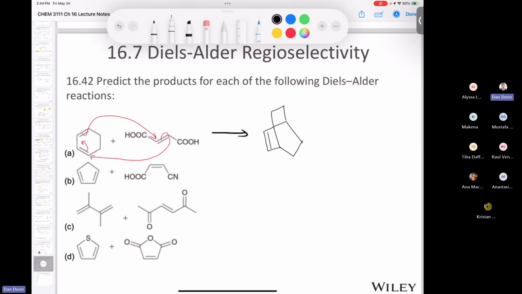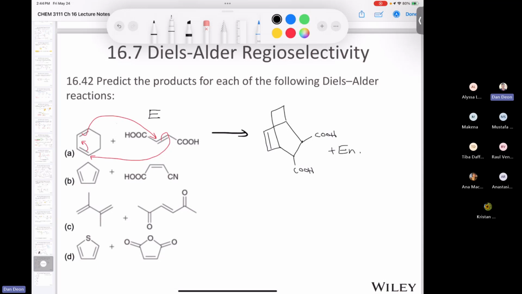Here's the pi bond in the back. But since this is E, you're going to end up with one of those carboxyl groups in the exo position, and you're going to end up with one in the endo position like this. And of course, you'll also end up with the mirror image that is non-superposable, so the enantiomer.